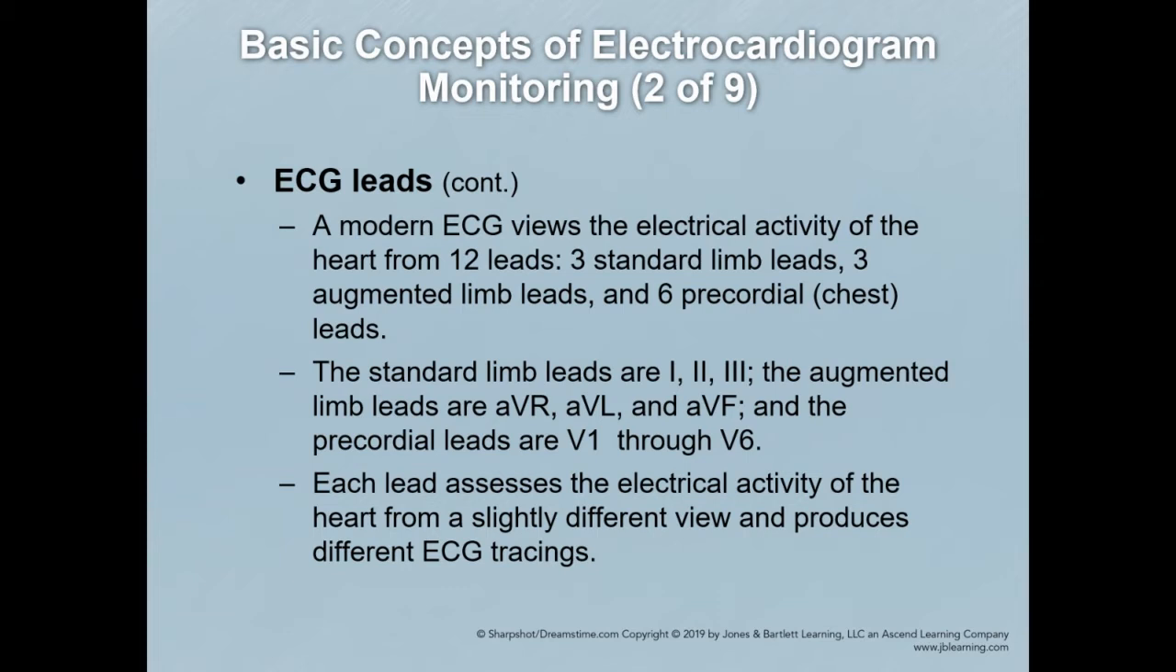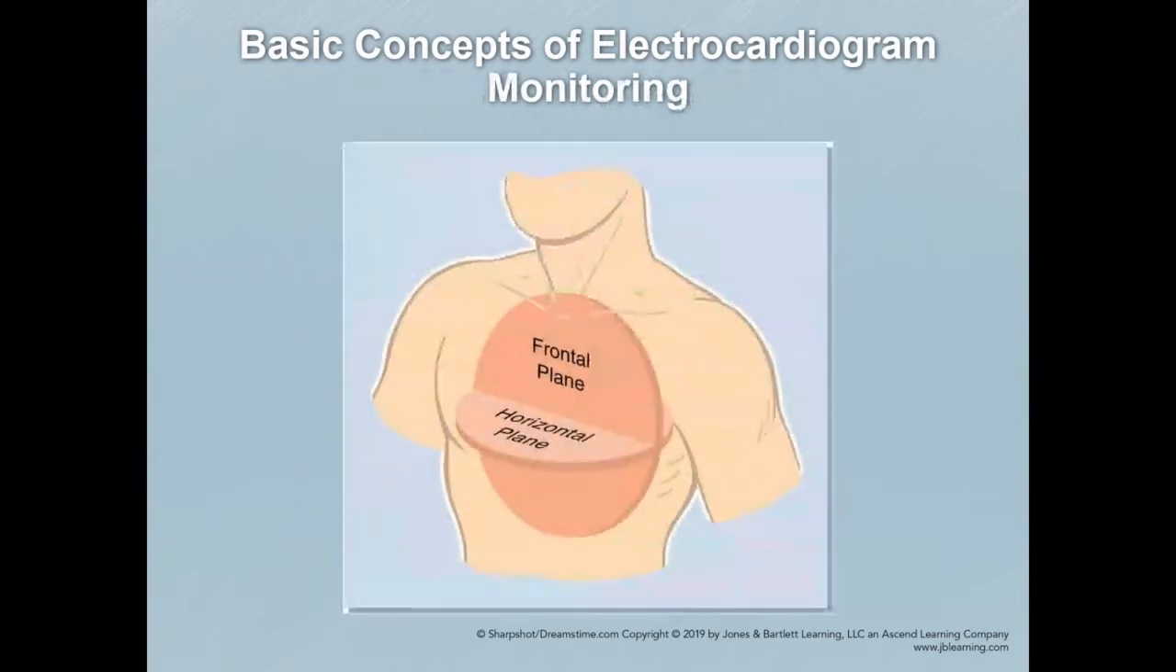So anyway, on a 12 lead, we have 3 standard limb leads, leads 1, 2, and 3. We'll have our augmented limb leads. That's going to be AVR, AVL, AVF. And then obviously we'll have our precordial or ventricular leads, which are V1 through V6. And each lead assesses the activity in the heart from a different view.